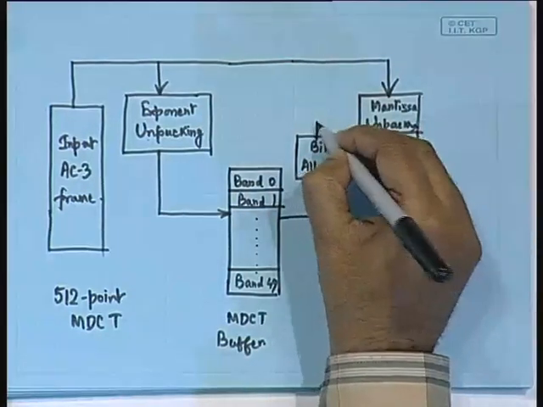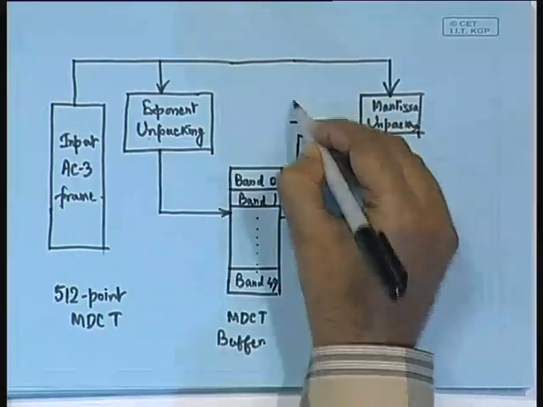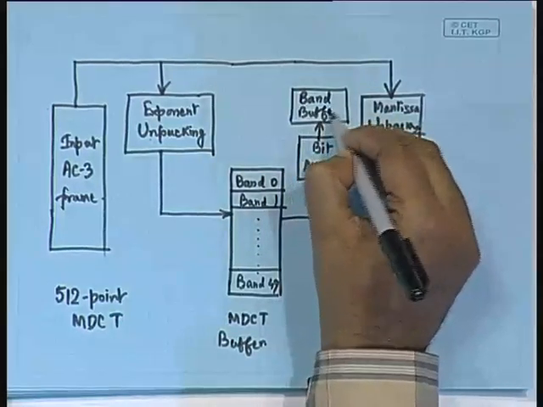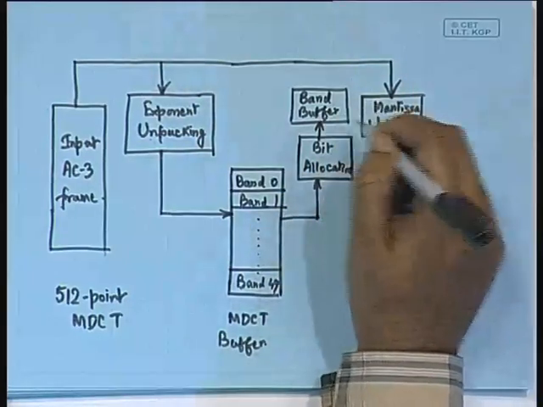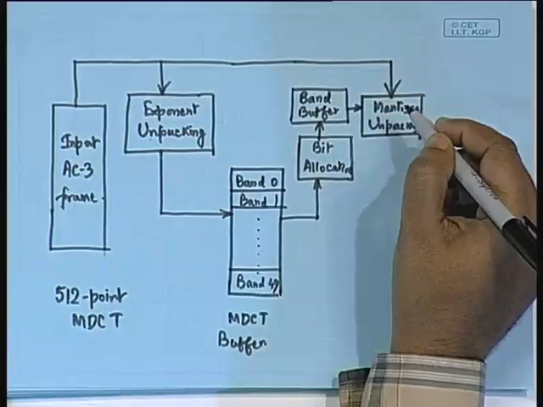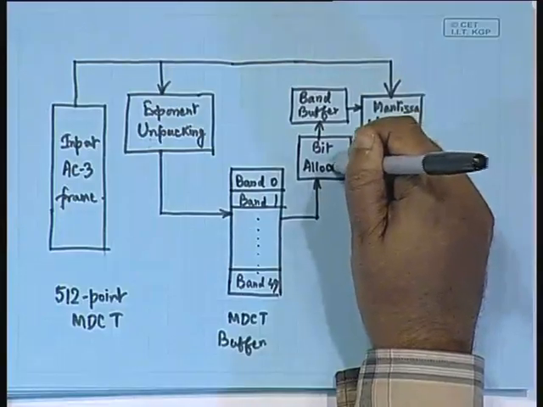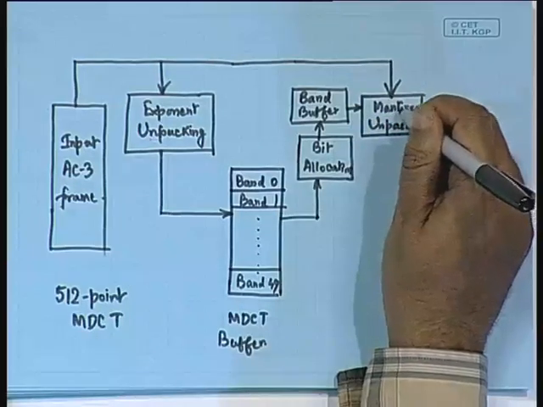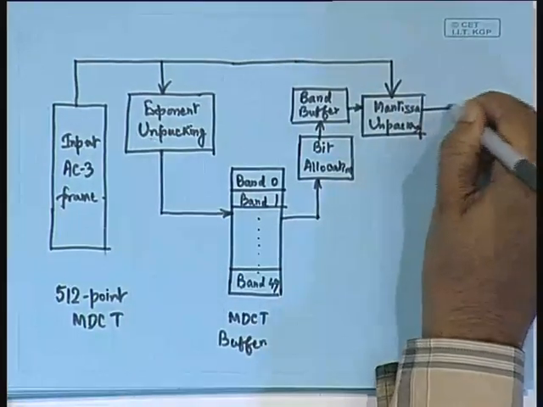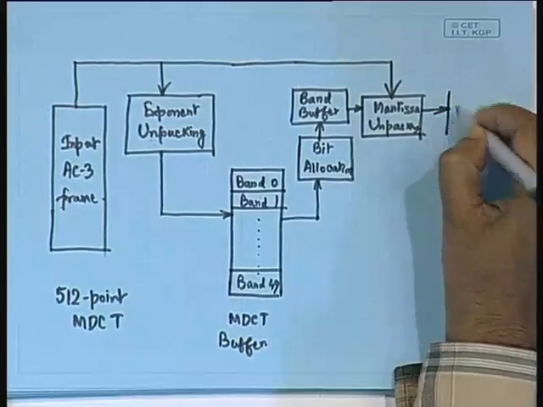And then the bit allocation information goes into a band buffer, because the bit allocation will pertain to a band. So, there is a band buffer that contains the bit allocation information for that particular band, and that controls the mantissa unpacking, because the mantissa, remember, was encoded based on the bit allocation information. So, it has to be decoded also by consulting the bit allocation. For that particular band, whatever bit allocation information is extracted will decide how many mantissa bits will be extracted from the bit stream, and accordingly the extracted mantissa will go into a band buffer.